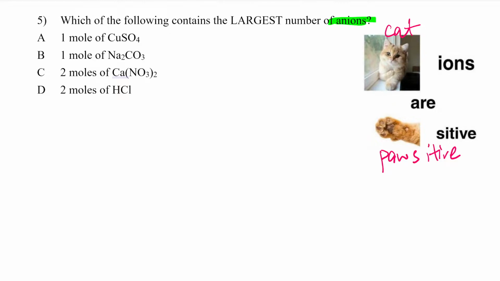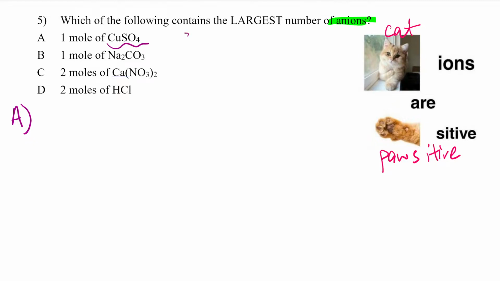I have 1 mole of CuSO4 and they're asking me to find the anions. So we're going to do the same thing, the three-step method. The first step in the previous video was to figure out what the charges were. Here, we're already given the chemical formula, so we can skip step 1. We're done with step 2 as well. We've figured out the chemical formula. Now I just need to know how many anions there are.